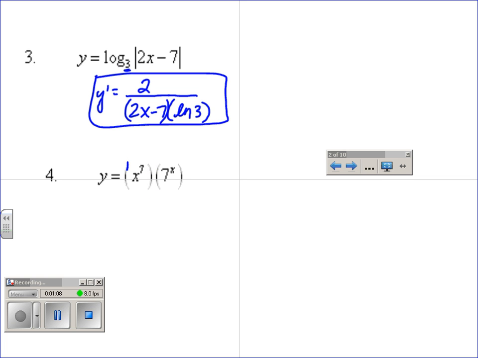Alright, we're multiplying these together, so that means the product rule is involved. So the derivative of the first is 7x to the 6th times the second, plus the derivative of the second, 7 to the x times natural log of 7, times the first.